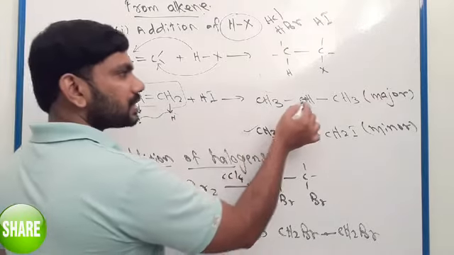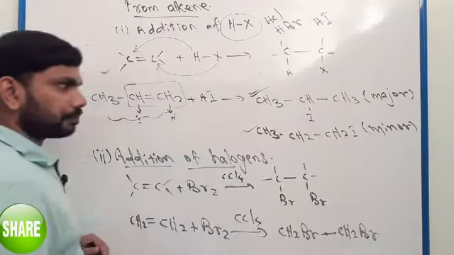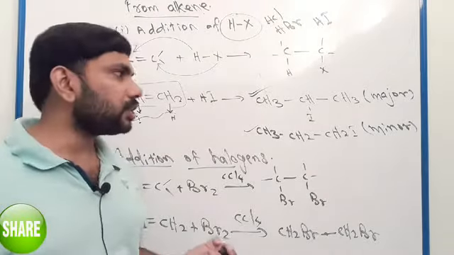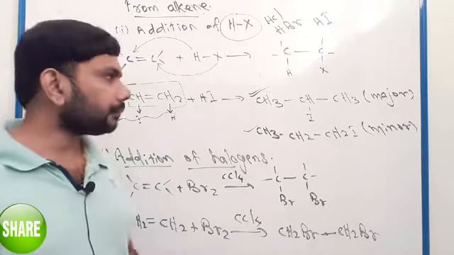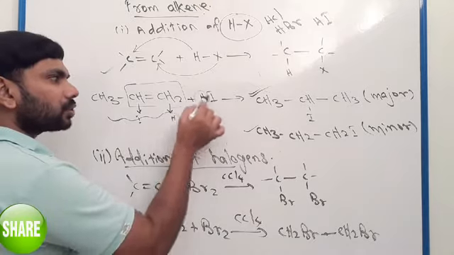So CH3, CHI and CH3. This is the major product. This is the major product, okay. Why is this the major product? You learned this in grade 11, Markovnikov addition. According to Markovnikov addition, this hydrogen will go to the carbon.